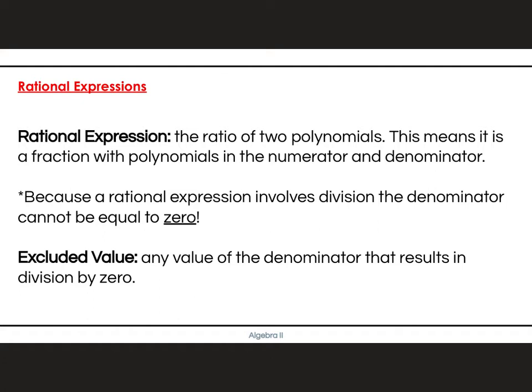And because a rational expression involves division, the denominator cannot be equal to 0. Rational expressions have excluded values, meaning any value that makes the denominator 0, resulting in division by 0. So essentially, the denominator cannot be 0.